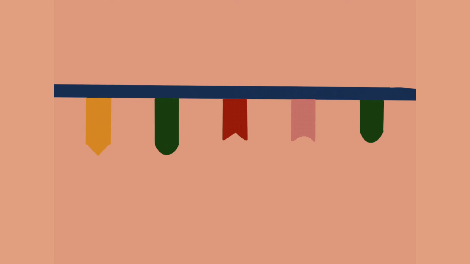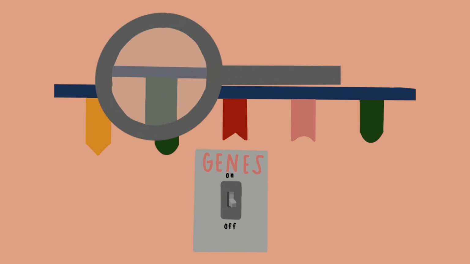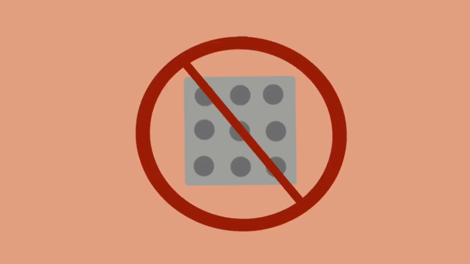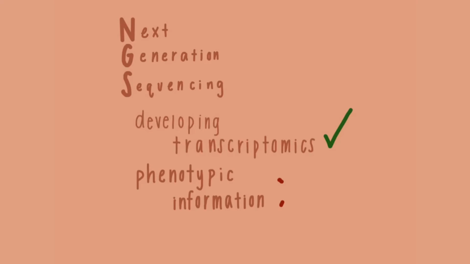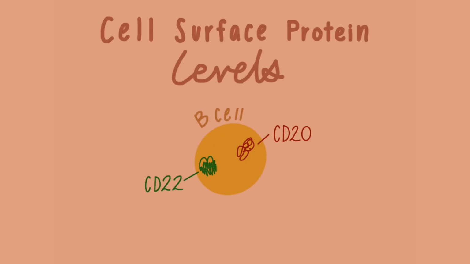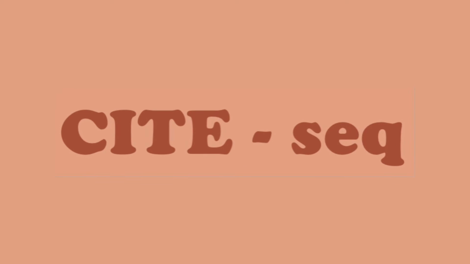But why are transcriptomics important? Analyzing RNA sequences and gene expression in their entirety allows researchers to determine when and where a genome is turned on or off in cells and tissues, and shows broad, coordinated trends that more specific assays are unable to accurately represent. While next-generation sequencing technology was essential in the development of transcriptomics, it does not provide phenotypic information, such as cell surface protein levels. And this is where cellular indexing of transcriptomes and epitopes by sequencing, or CITE-sequencing, comes in.